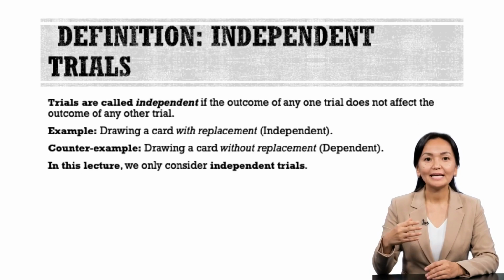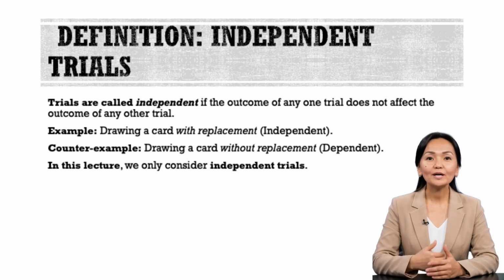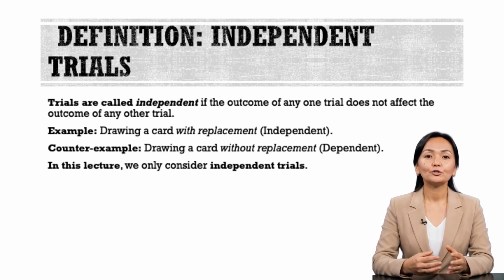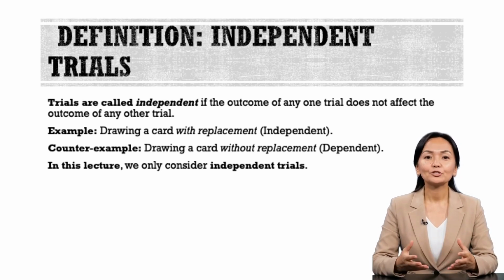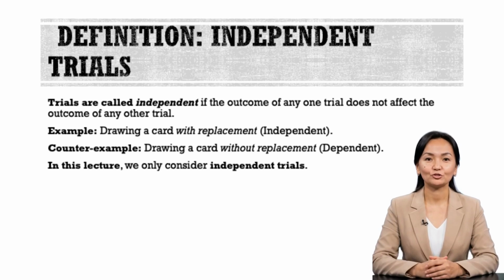Before we go further, we need a clear definition. Trials are called independent if the outcome of one trial does not affect the outcome of any other trial. A classic example is drawing a card from a deck with replacement. Because you put the card back, the composition of the deck stays the same, so each draw is independent. On the other hand, drawing without replacement creates dependence, because removing a card changes the probabilities for the next draw. In this lecture, we will focus exclusively on independent trials, as they are the foundation of the Bernoulli scheme.